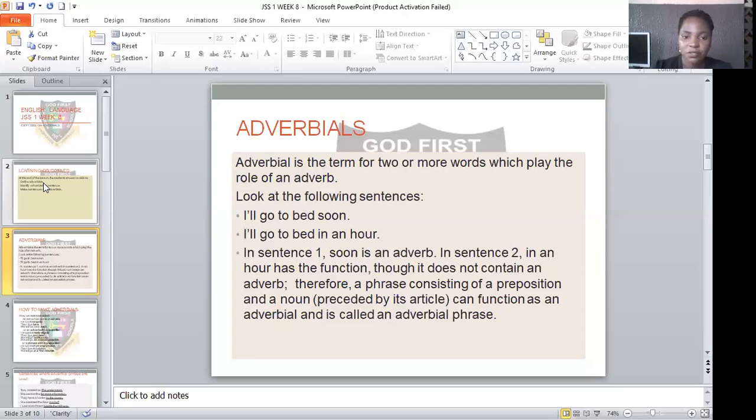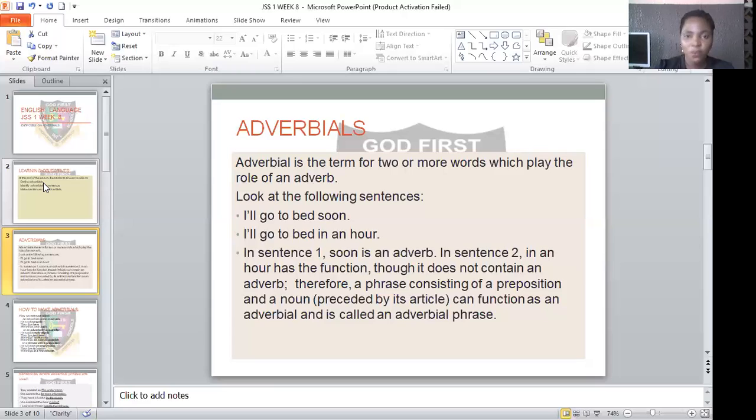Now let's consider these sentences that follow. I'll go to bed soon. I'll go to bed in an hour. Looking at the first sentence, soon is an adverb because it answers the question when. So this is a question of time. I'll go to bed soon. Soon is an adverb. While in the second sentence, in an hour is also doing the job of an adverb.